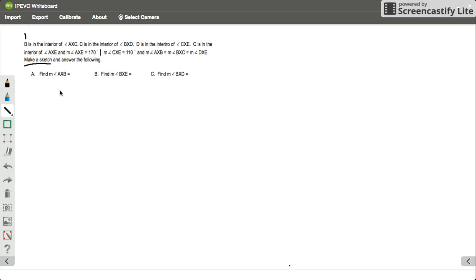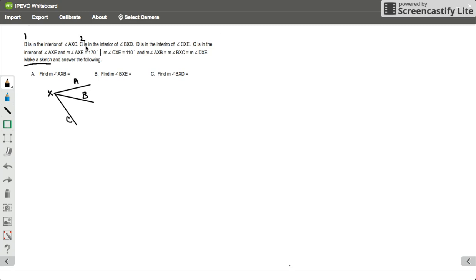So we're going to create our angle AXC. So we have A on one ray, X at the vertex, and then C on the other ray. And then we're going to put another ray in the interior of that for point B.